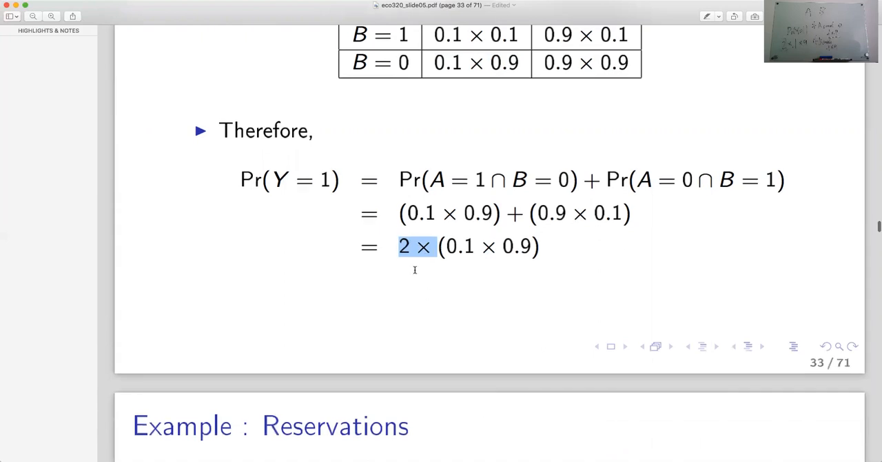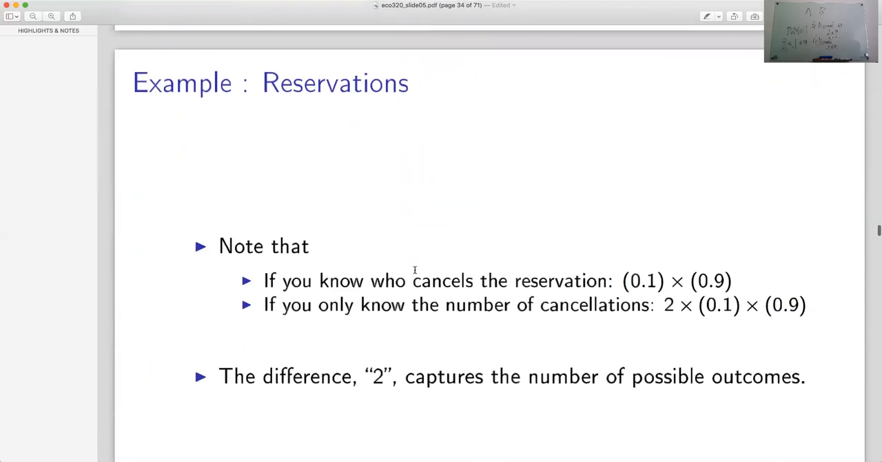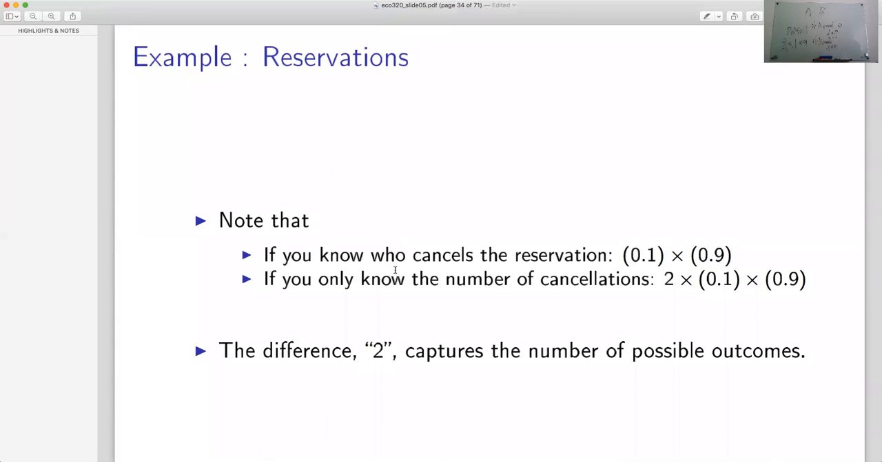This factor of 2 is a very, very important concept. If you know who canceled the reservation, that is the answer. But if you only know the number of cancellations, that would be 2 times. Make sure you know the difference. This is very, very important.